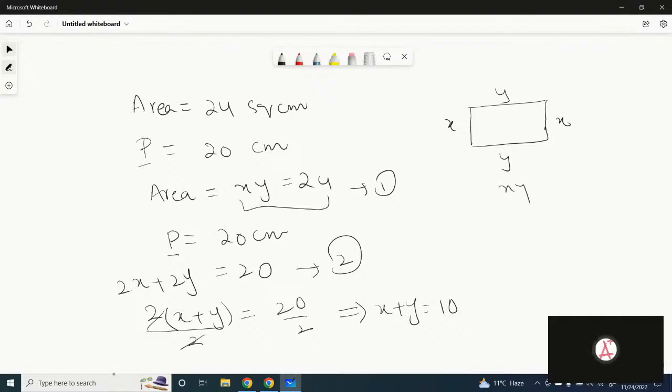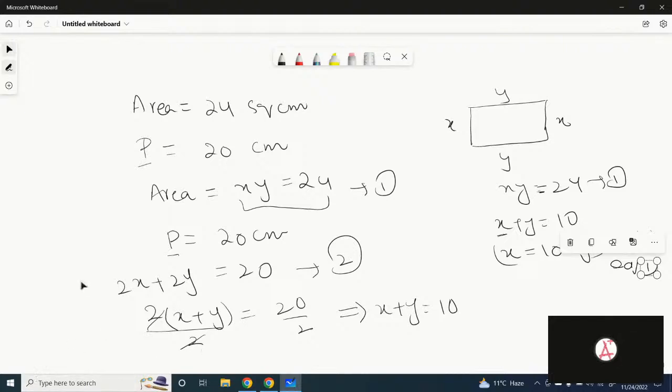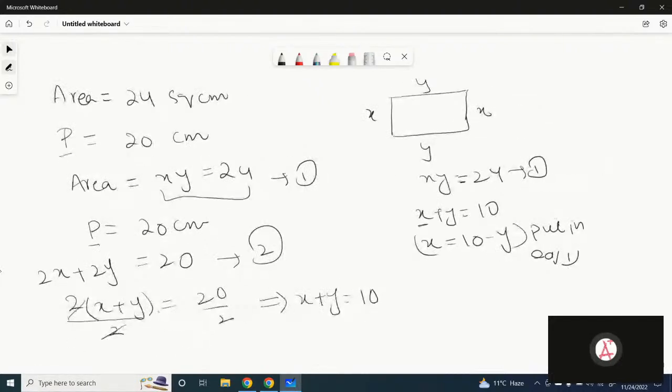You have two equations: xy equals 24 and x plus y equals 10. You have to solve them to find the values of x and y. Got it? Okay, let's find the value of x from here. It would be x equals 10 minus y. Put this value in equation number 1. Replace x with 10 minus y. It would be (10 minus y) times y equals 24.